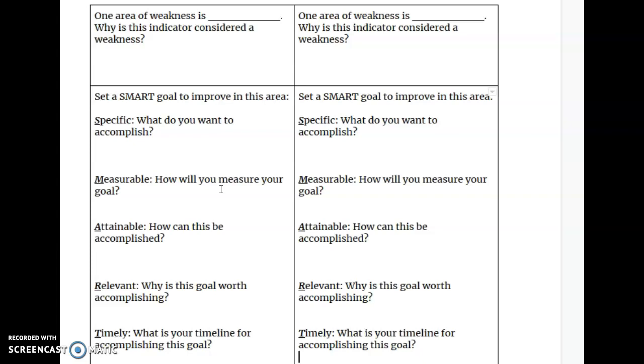So attainable, how can this be accomplished? So how are you going to make that happen? It's not just going to be, I'm going to work harder in math. This really needs to be specific. So perhaps it's, I'm going to spend 2 days of ELT a week working in iExcel. I am going to, if it's doable, go after school to Miss Connie or Miss Donna or Coach Kep for extra tutoring. I'm going to do so many minutes on Khan Academy math. But how are you going to attain your goal?